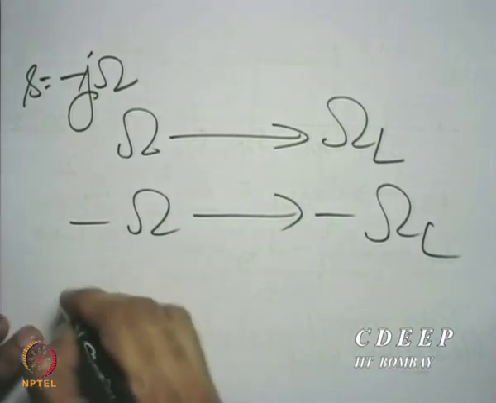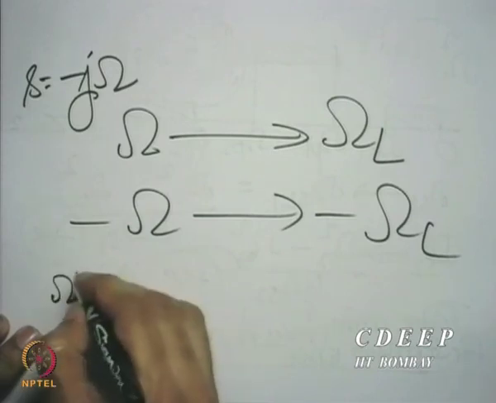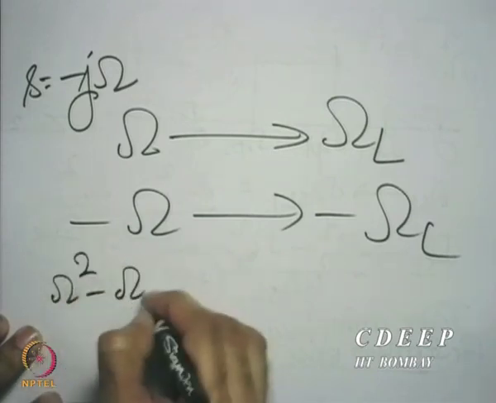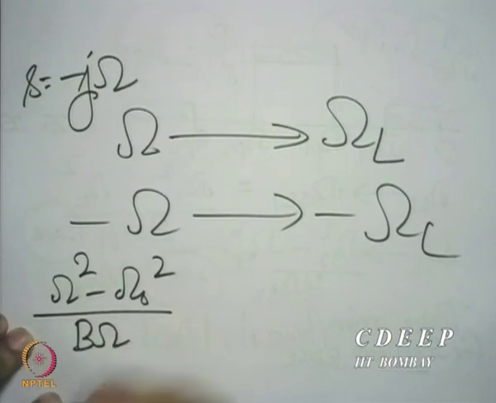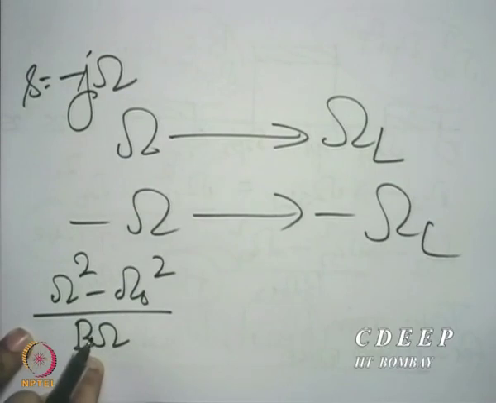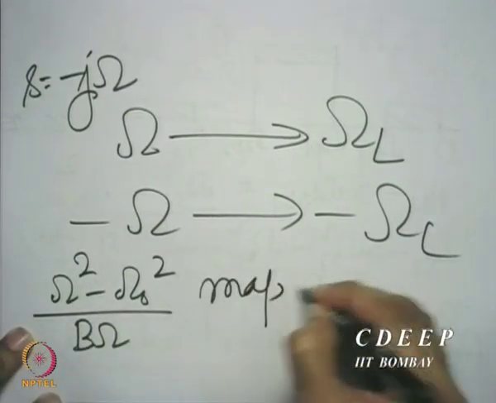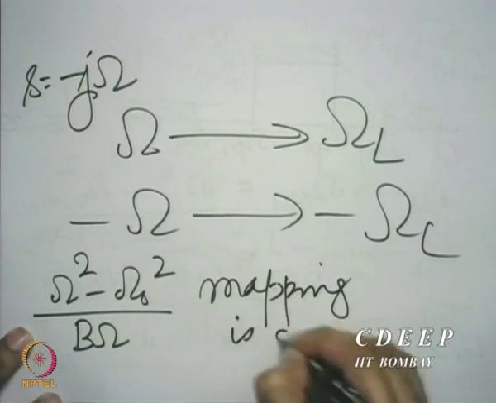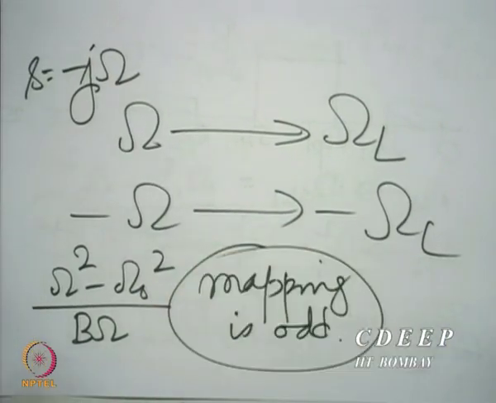In fact, you can see it here. Omega squared minus omega naught squared by B omega. When you replace omega by minus omega, this whole thing is negated. So, the mapping is odd. Isn't it? So, therefore, whatever you are doing on the positive side of the frequency axis is mirrored on the negative side. And that anyway is required because you want magnitude symmetry. Is that clear?